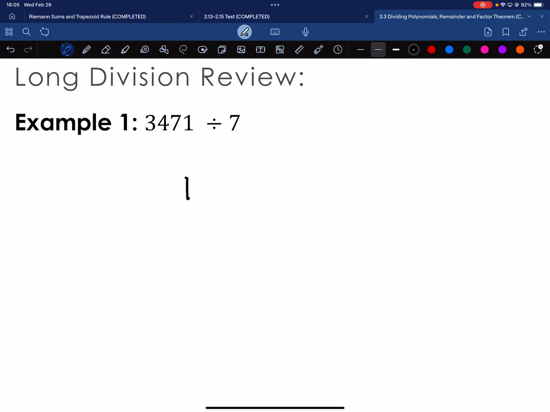We have 3,471, and we're going to divide it by 7. Short answer is 495. I don't know the decimals after. So, here we go.